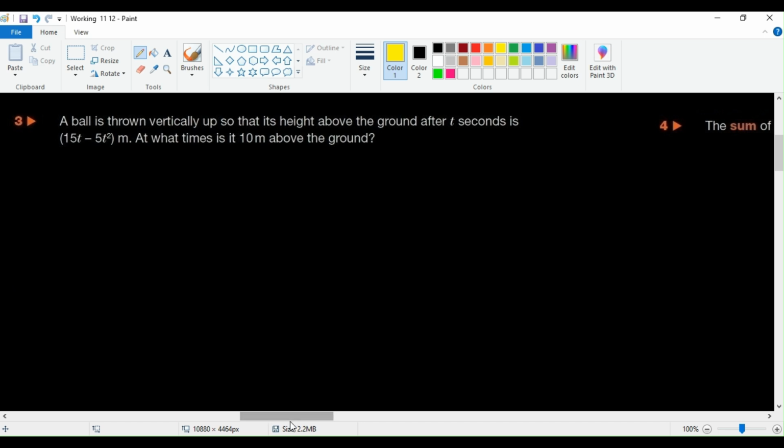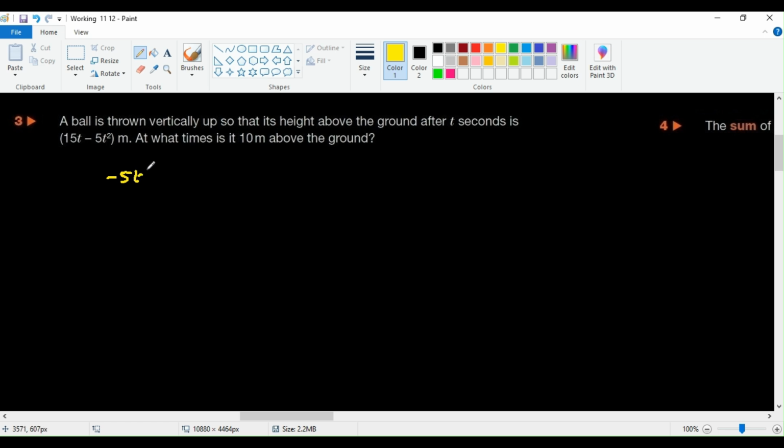Moving on to the next question, which says a ball is thrown vertically up so that its height above the ground after t seconds is 15t minus 5t square, and the height is at what time? That means it's going to be negative 5t square in the quadratic equation form.